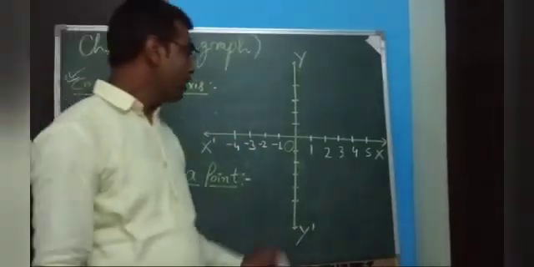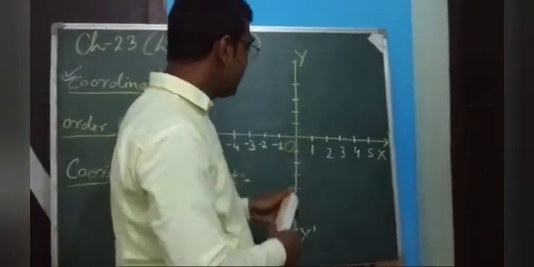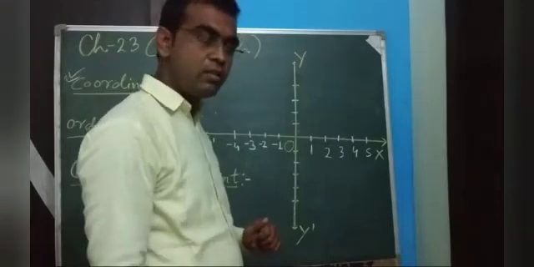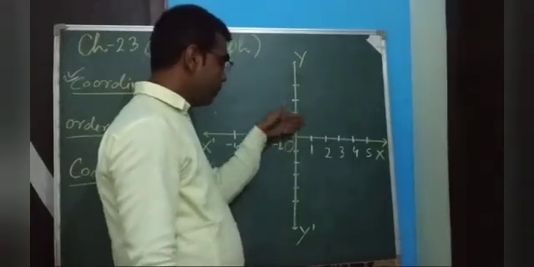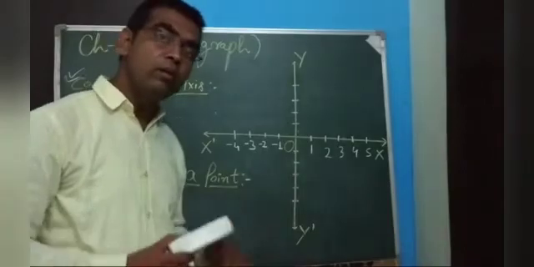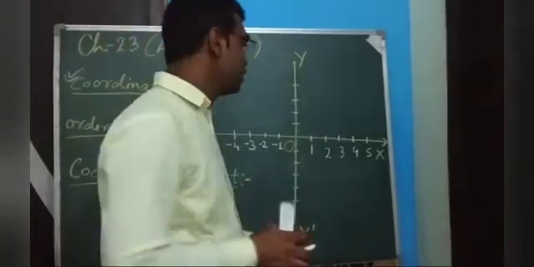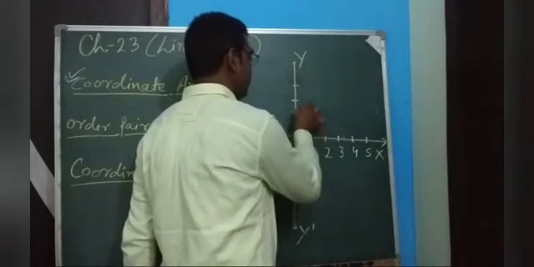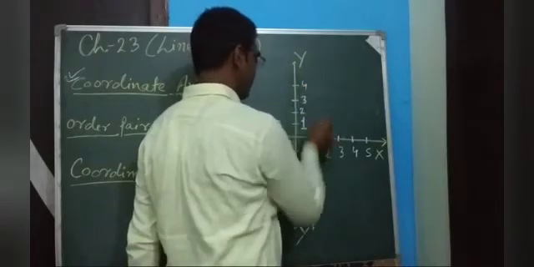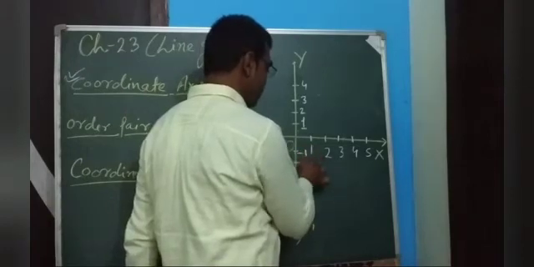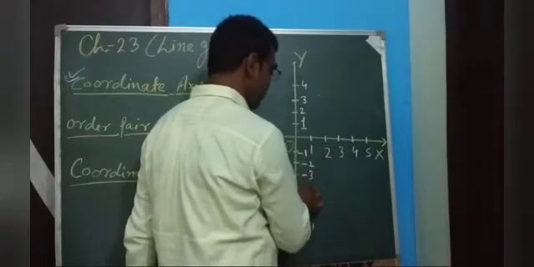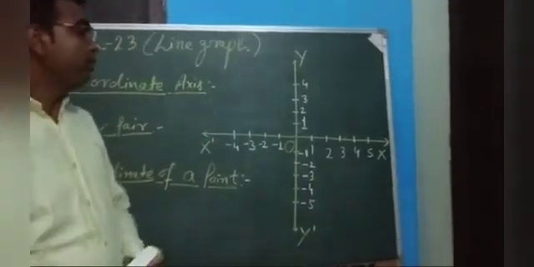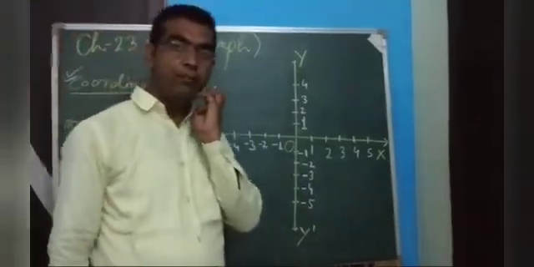Upside of the x axis indicates positive values of y, and downside of the x axis represents negative numbers. So here this is 1, 2, 3, 4, and downside -1, -2, -3, -4, -5. Okay, understand?